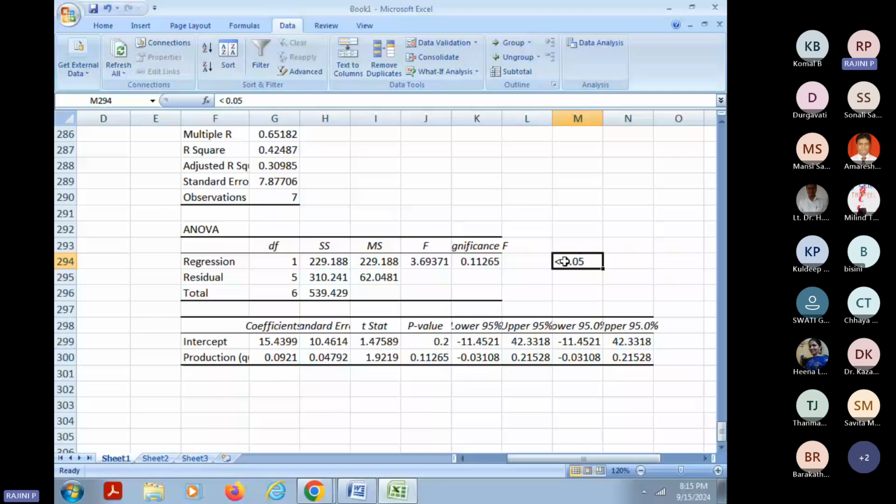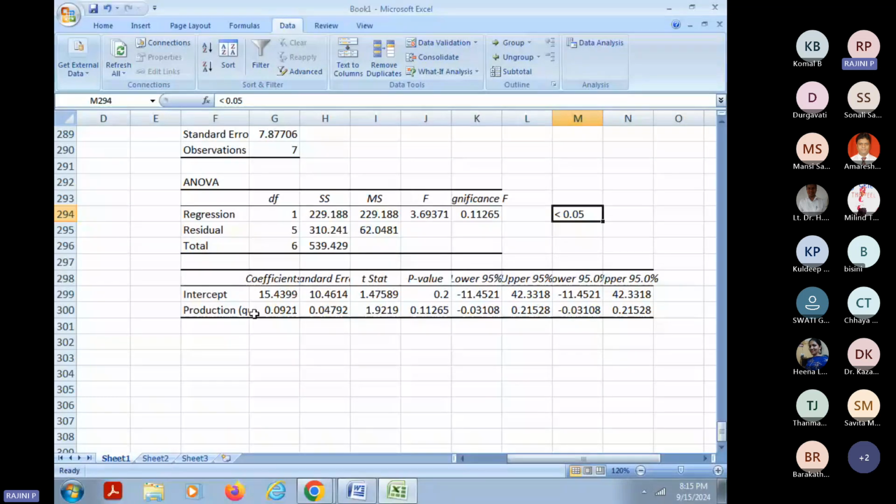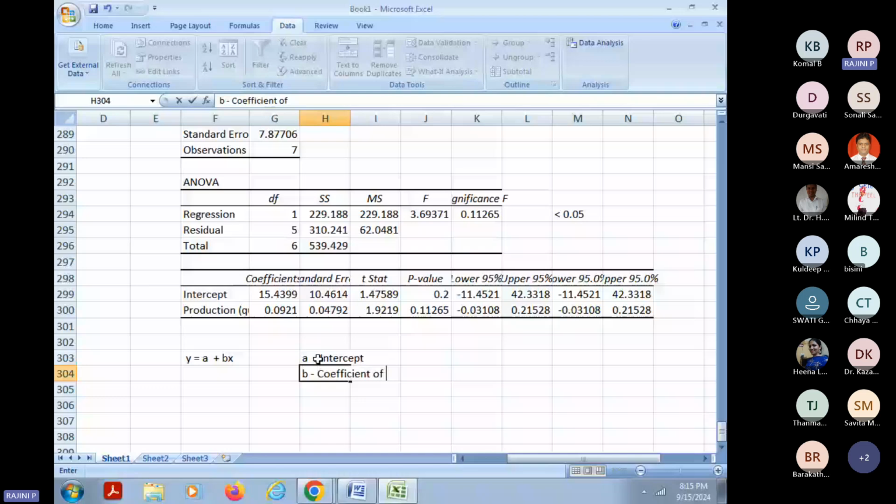Okay, and then after that you need to write the regression equation. So what is the regression equation? Y is equal to a plus bx. A is called intercept. B is called coefficient of the independent variable.